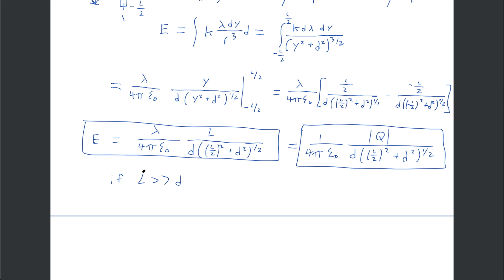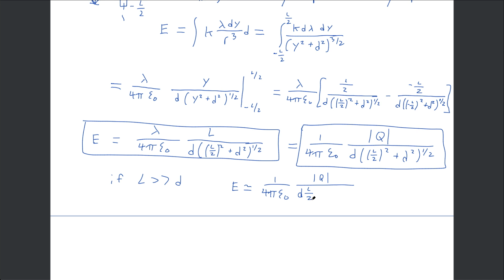If L is really large compared to D, then we can say that the electric field is approximately equal to 1 over 4 pi epsilon naught. We've got our absolute value of Q up there. We've got a D in the denominator already. And then what happens here? We're going to ignore the D squared term, and we're just going to drop it, just erase it. And we'll just have L over 2 squared. But then we're going to take the square root of that. So it's just L over 2. So that looks much more compact.